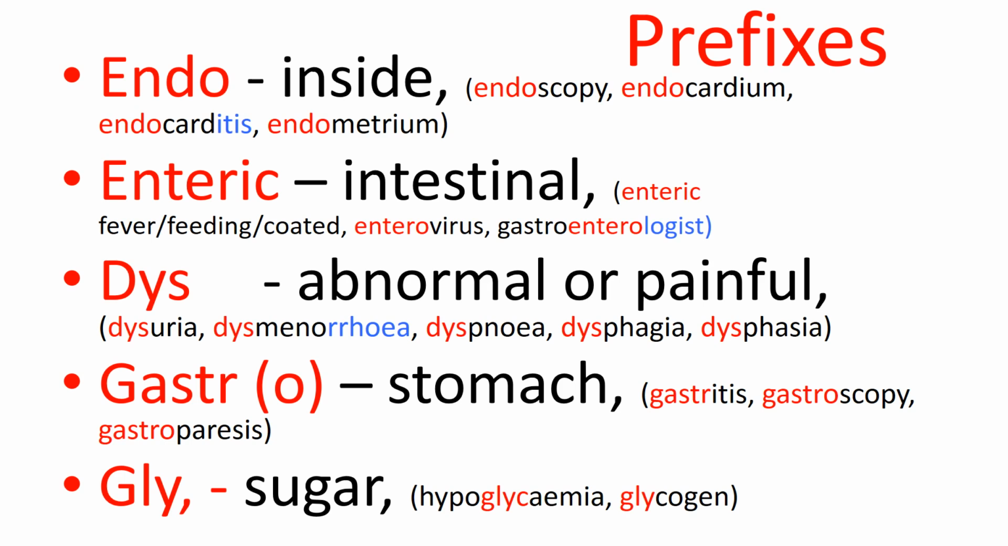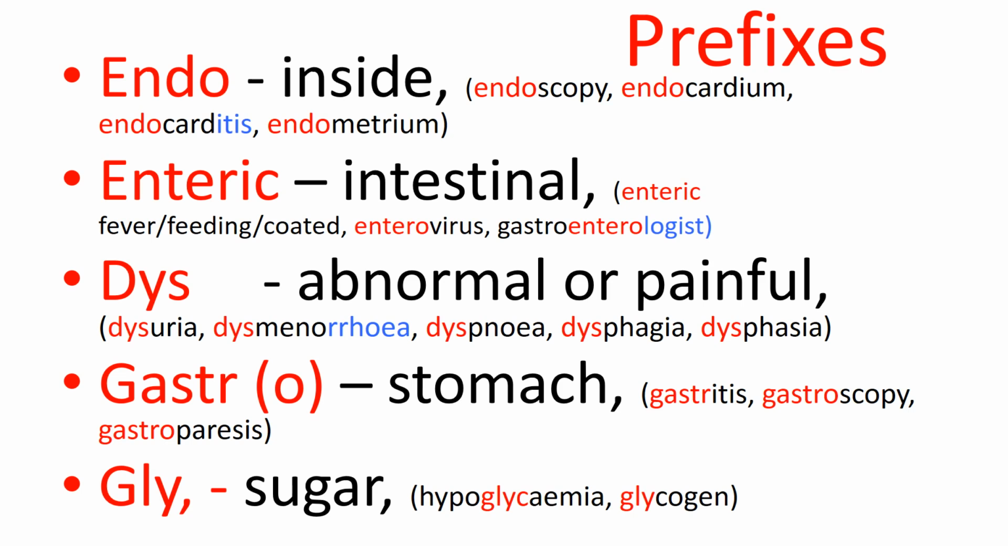Gastroenterologist, where gastro is stomach, and then the entero part would be the intestine, so that would be stomach, intestine, and an ologist or a logist is an expert. So gastroenterologist is someone who is an expert in the stomach and the intestine together. They are an expert in those two things. Normally, of course, it means a doctor who studies diseases of the gastrointestinal tract.